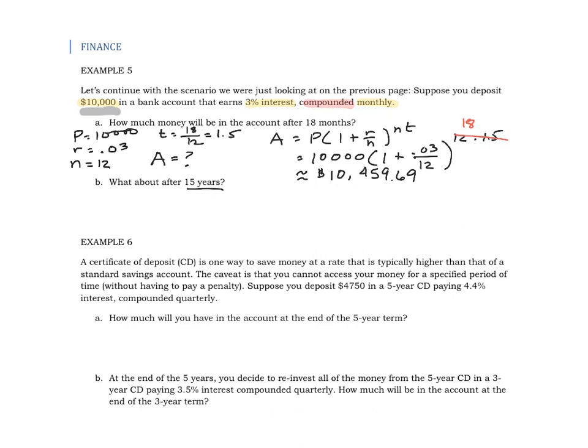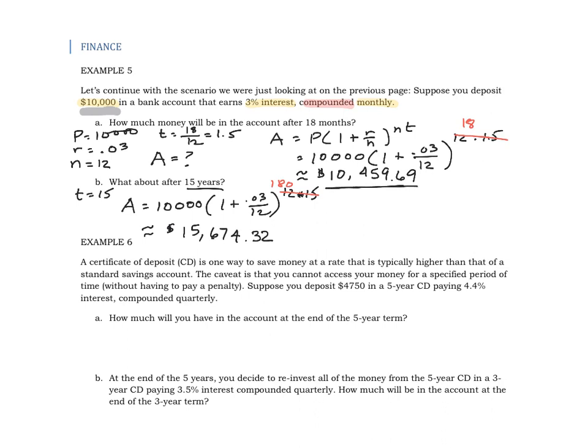Now everything is going to be the same except for our time is 15. So it's going to be 10,000 times 1 plus that 3/100 divided by 12. This time I'm going to have 12 times 15, and that will give us 180. So when we type this in our calculator and round to the nearest penny, I get $15,674.32.